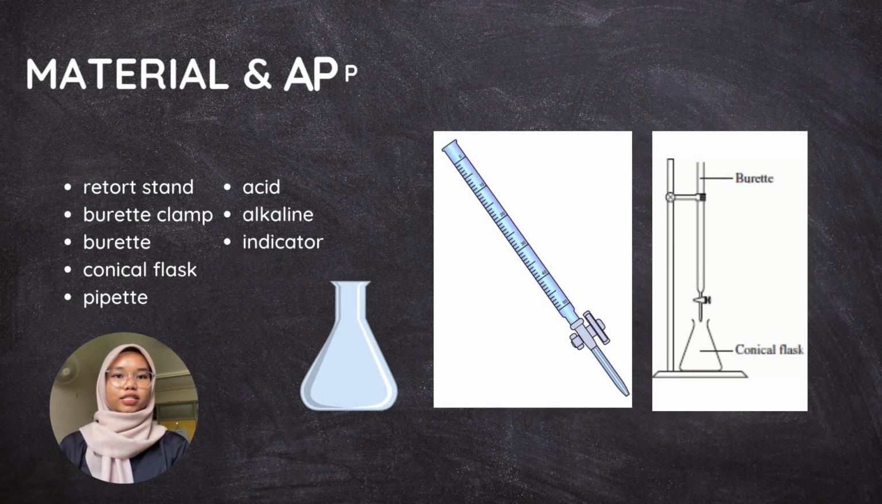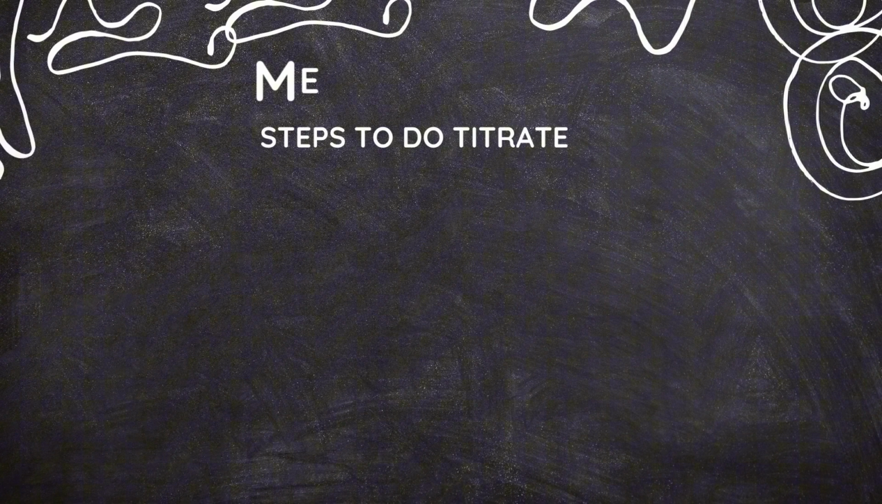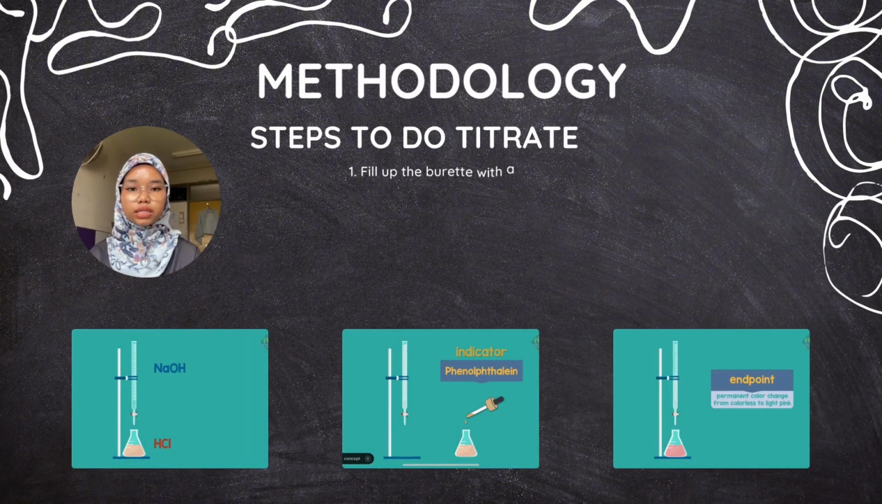Before doing titration, we need to prepare the material and apparatus. We need to have retort stand, burette clamp, burette, conical flask, pipette, acid, alkaline, and indicator. Next, I'll be explaining how to do the titration.